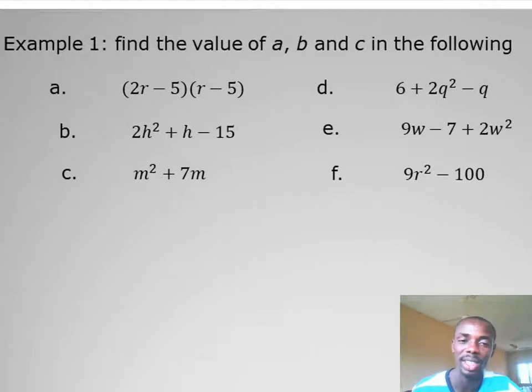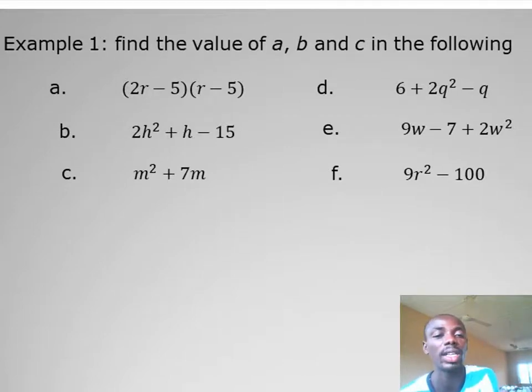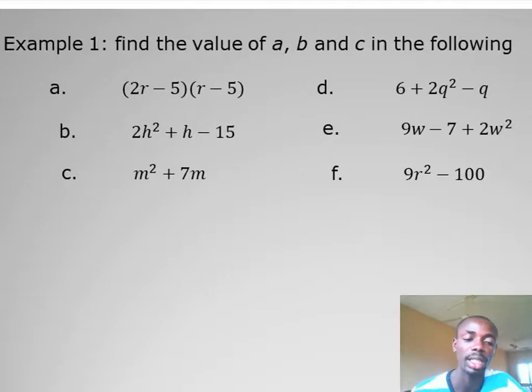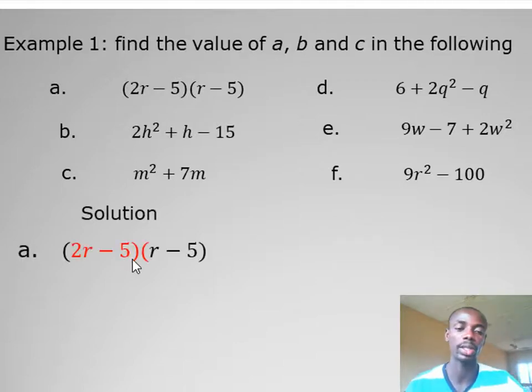Now, let's look at this example. Example 1. Find the value of A, B, C in the following. So in A, we have 2r minus 5 and r minus 5. So I want to get the value of A, B, and C. So let's move to the solution. We expand it and we get a quadratic expression. So from the quadratic expression, we get the value of our A, B, and C.